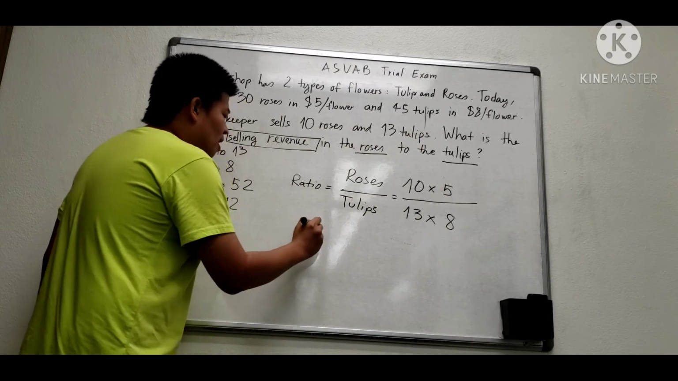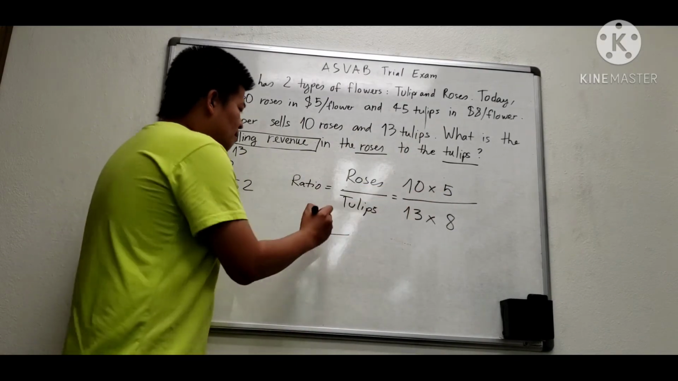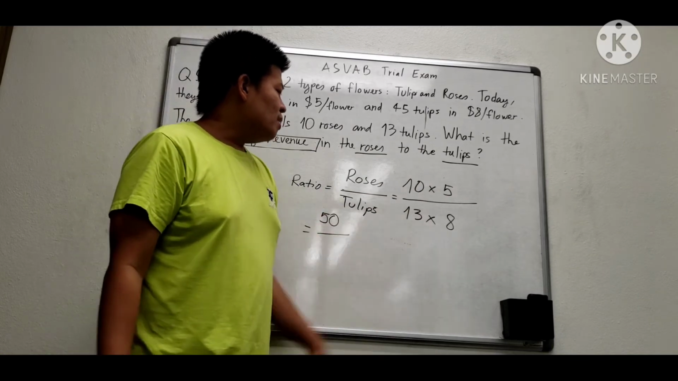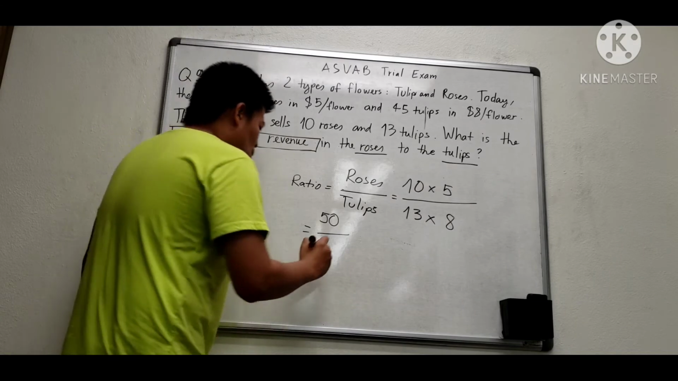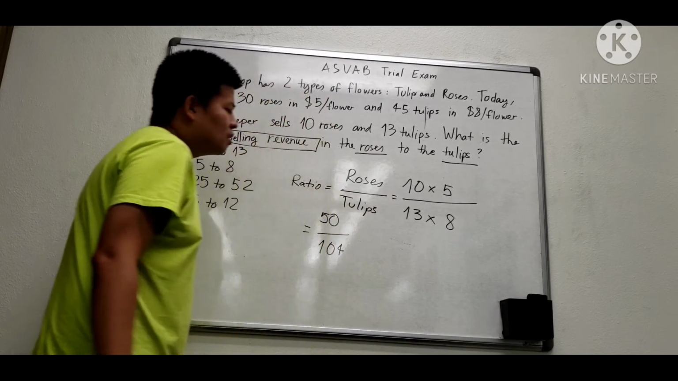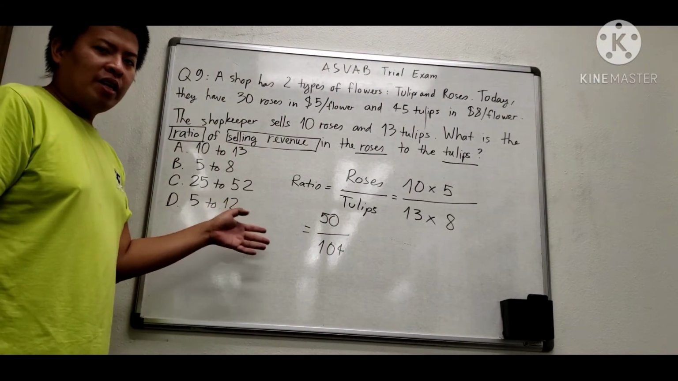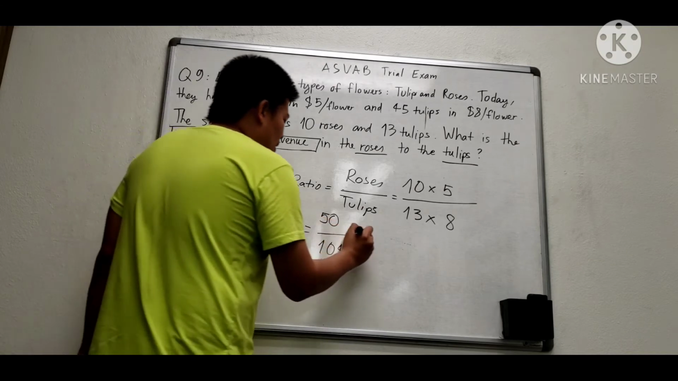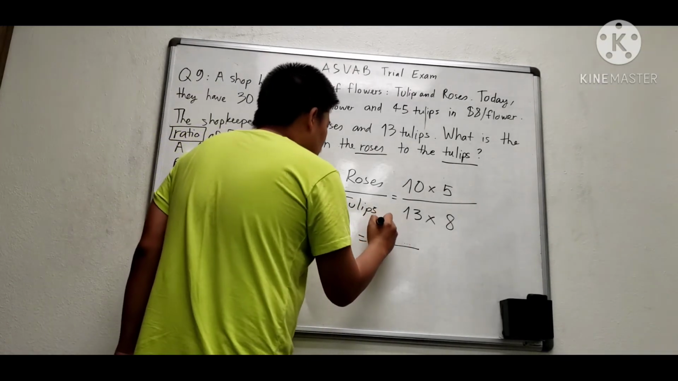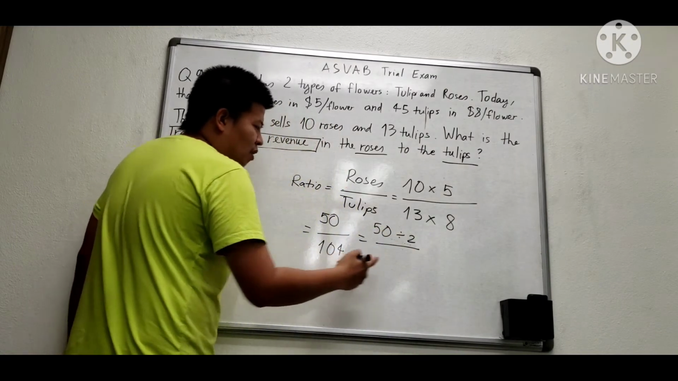So now we have the numbers. 10 multiplied by 5 is 50. 13 multiplied by 8 is 104. So in this question, we just simplify the ratio. We know that 50 can be divided by 2, and 104 divided by 2.